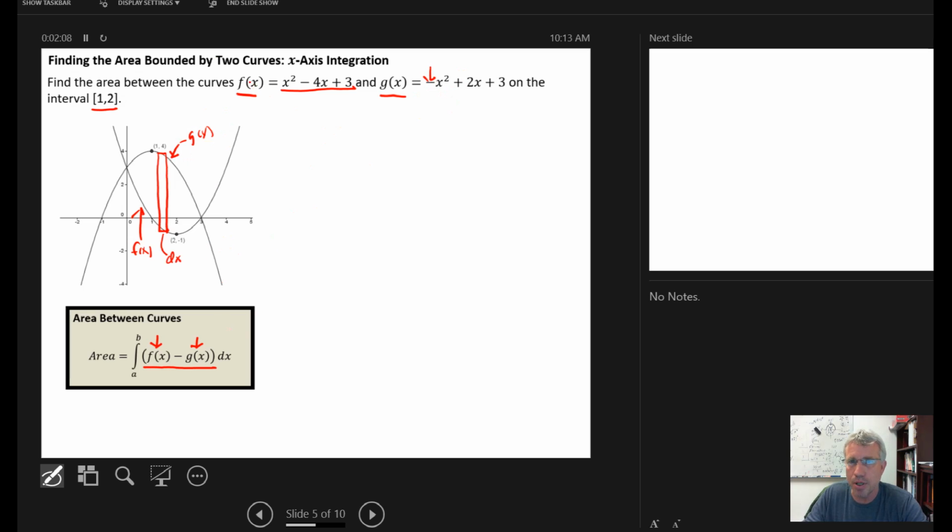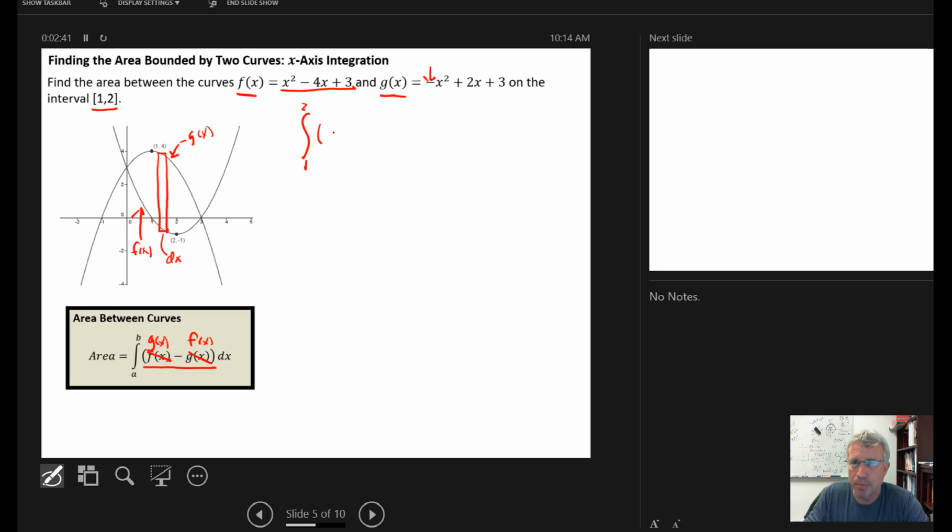So we don't want to just blindly plug functions into a formula. We need to understand the spirit of the formula, which is take the function that's above, which in our case is g of x, and subtract from it the function which is below, which in our case is f of x, to get the positive distance between the two functions. So once I identify that, I can go ahead and set up my integral. We're looking to find the area between the two curves, between 1 and 2. So we're going to integrate from 1 to 2.